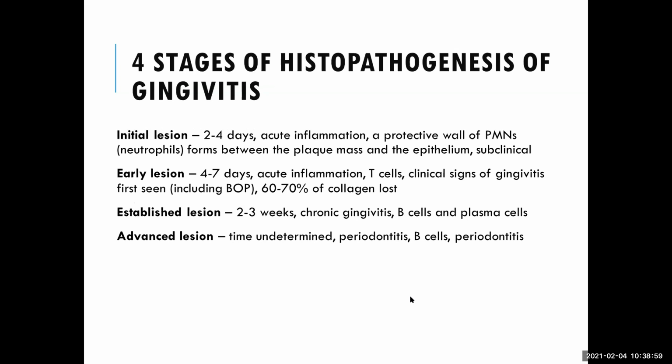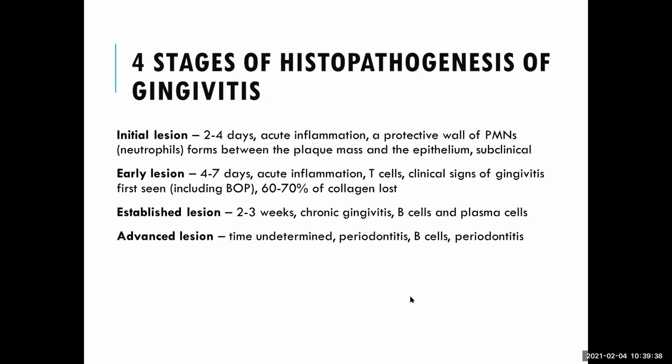So we've had this histopathogenesis of gingivitis before. The initial stage, early stage, established, and advanced lesion. These lesions are 2 to 4 days, 4 to 7, 2 to 3 weeks, and then longer than that. So the initial lesion is 2 to 4 days. That's acute inflammation. It's when it first starts. We don't know if it's chronic yet. You've got a protective wall of those PMNs, your neutrophils. It's your body trying to fight this ensuing infection. It's still at the subclinical level.